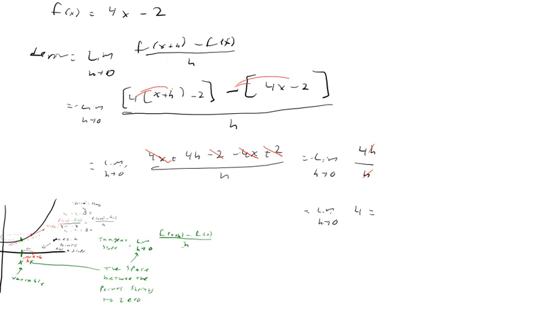What's the answer to this? Well, what's the limit as h approaches 0 of 4? There's no h, so it doesn't matter. This limit part's not invalid, it just doesn't change. There's no h's here. So my answer is just 4. That's my slope equation. Just a 4.